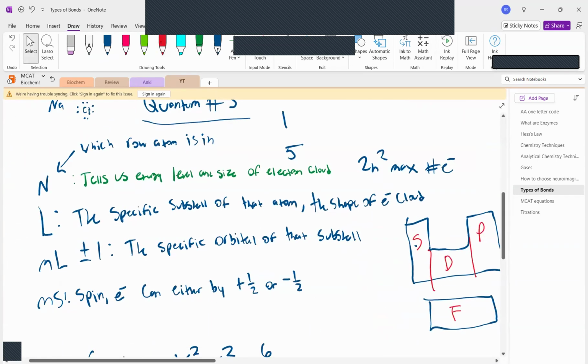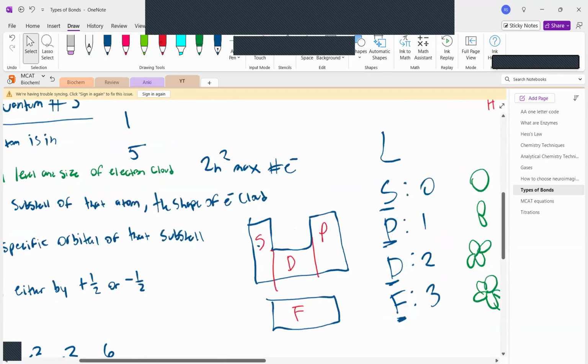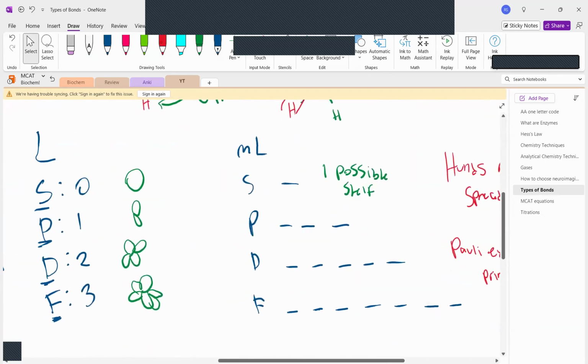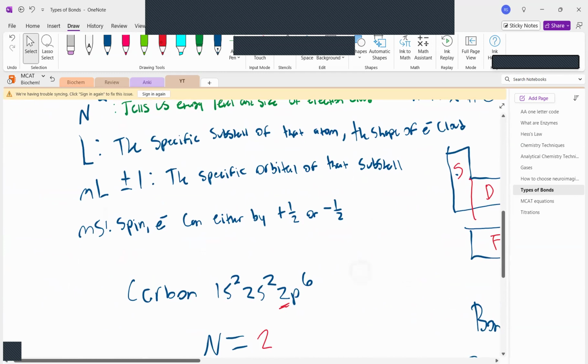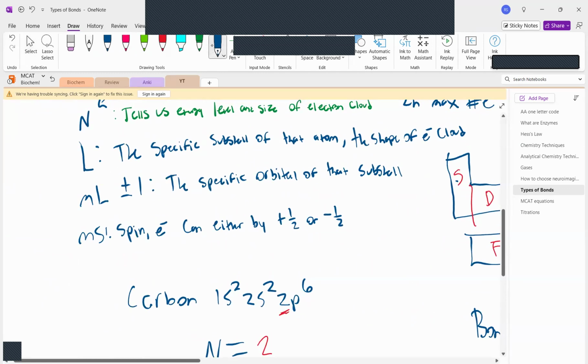And then ML is the specific orbital of that subshell. So what do I mean by that? For S, you have one orbital if you were to fill it. P, you have 3, D 5, F 7. So starting from S, it's +2, +2, +2, and +2. And it's typically plus or minus L. That kind of looks like 1, but this is an L. And as I said, it's the specific orbital of that subshell.